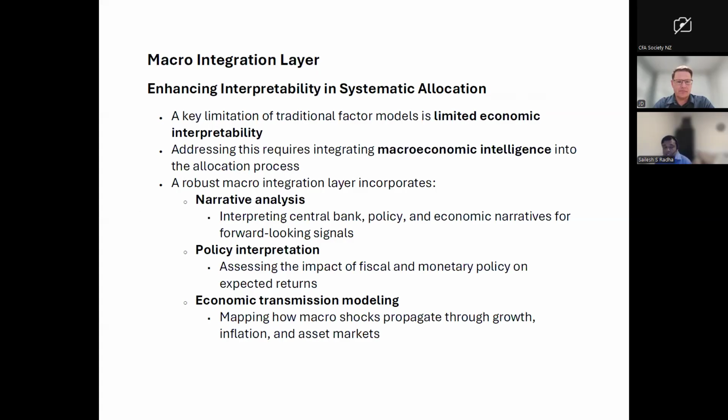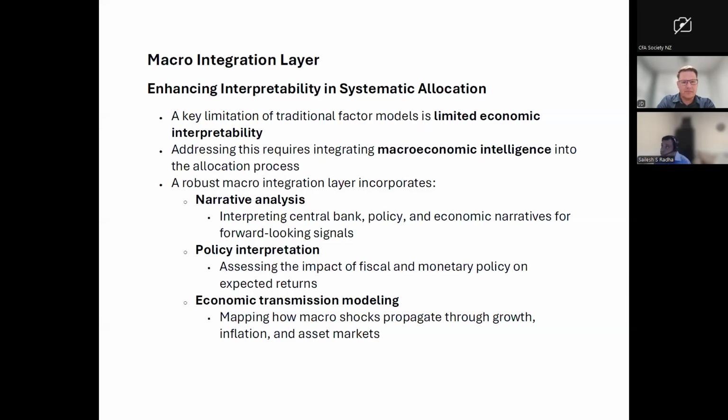Factor models alone are very hard to interpret. Why? They are historical analysis. They look back in time. So how does macro analysis help here? It tells you why these factors exist. At what point will they change? Will they persist, and for how long? That is why macro analysis is very important.